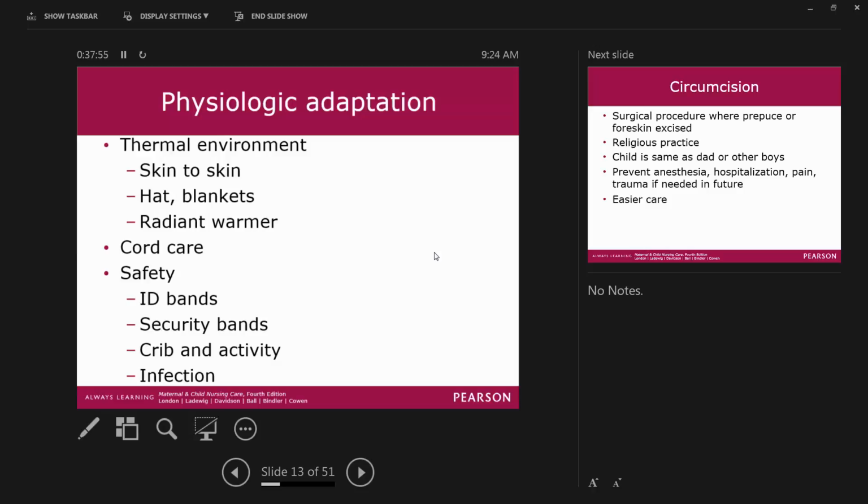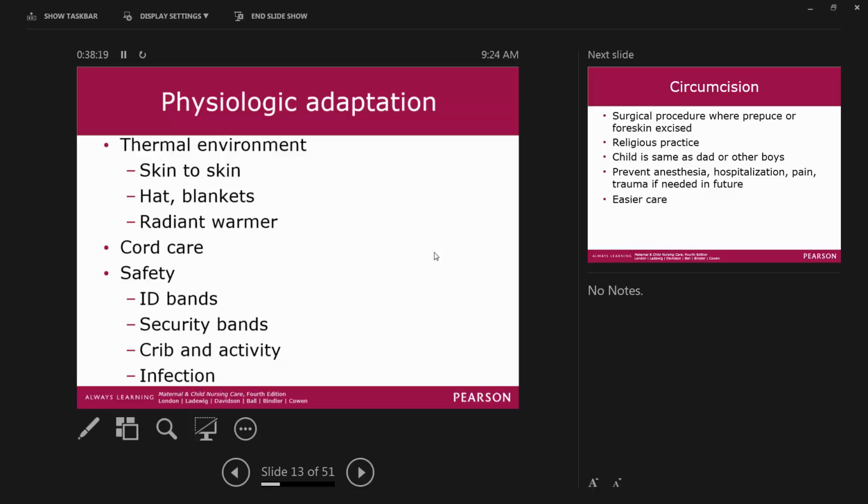That sensor will tell us what the baby's temperature is, and we adjust our warmer to what temperature we want our baby, and it'll keep our baby at that temperature. So we won't be cooking our baby by blasting the heat, and we won't be under regulating our baby. So if we had to do a radiant warmer, that's what we do.